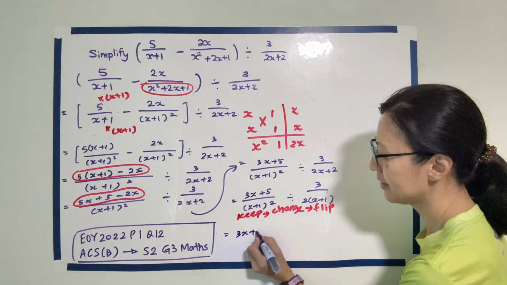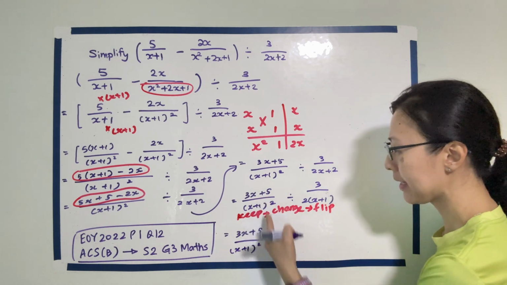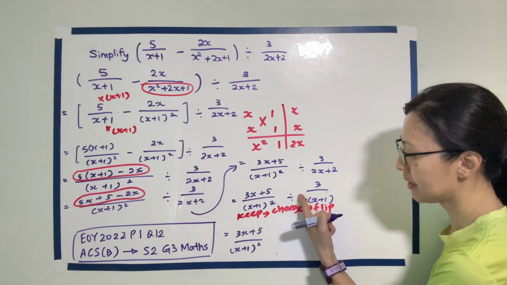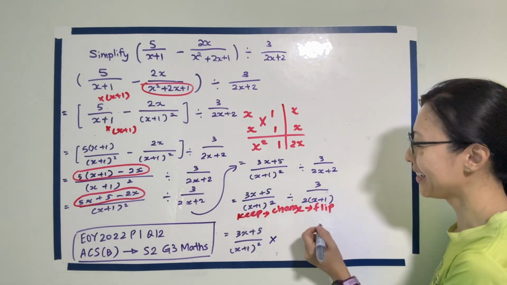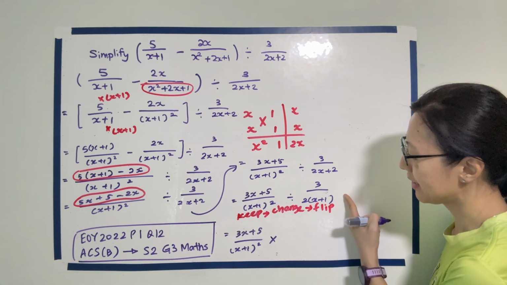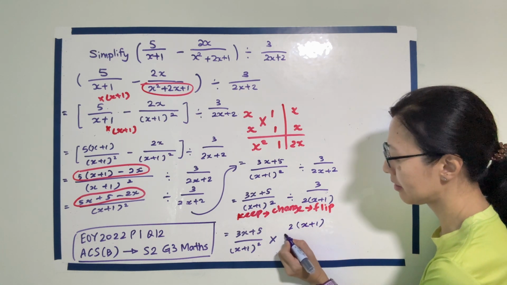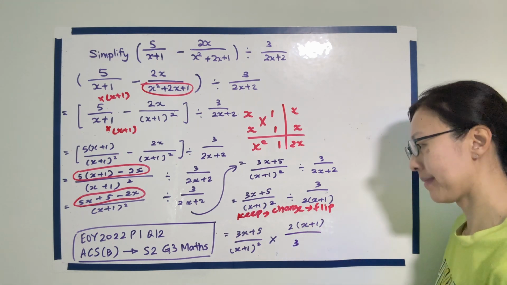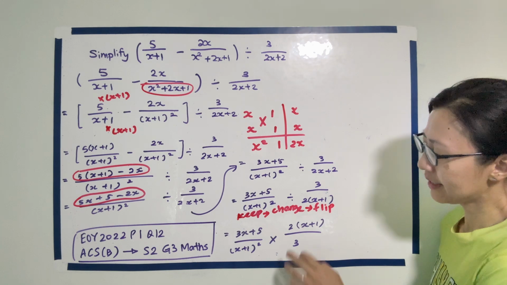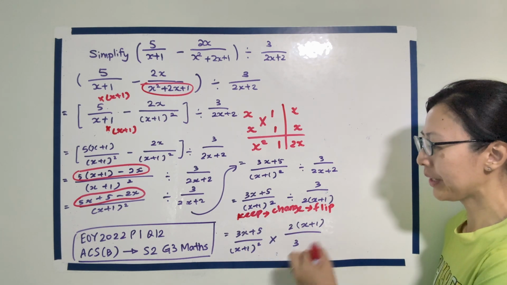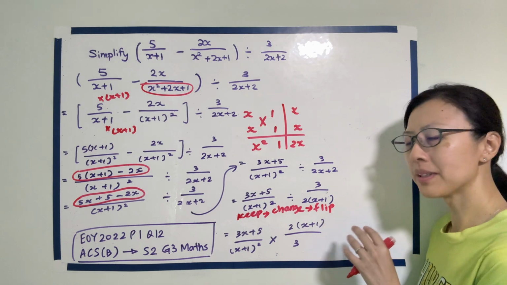To proceed on, we keep the first term, we change the sign into its opposite sign, multiplication, and we flip, basically taking the reciprocal of the second fraction. Now let's simplify by looking at how we can bring this entire expression into its simplest form.